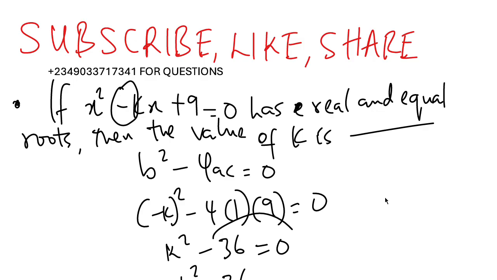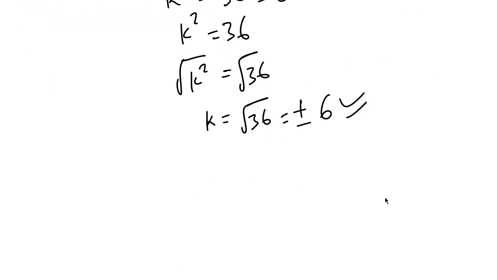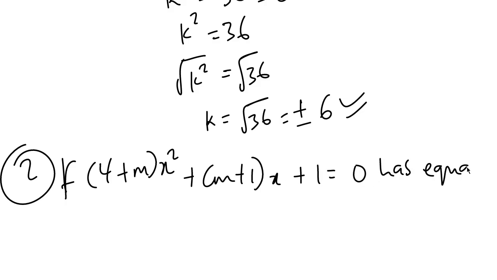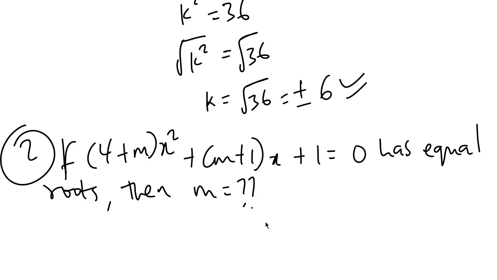I hope you understand. Just follow the principle: b squared minus 4ac equal to 0, and then solve the resulting equation. Now see this question. I got this from a past question, Math 101, and it says, if (4 plus m)x squared plus (m plus 1)x plus 1 is equal to 0 has equal roots, then m is equal to what?